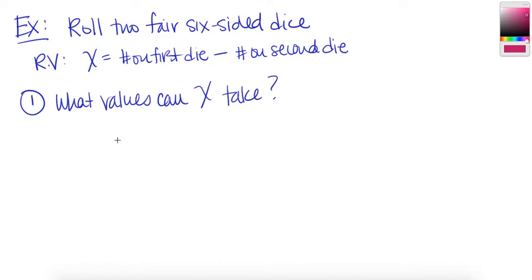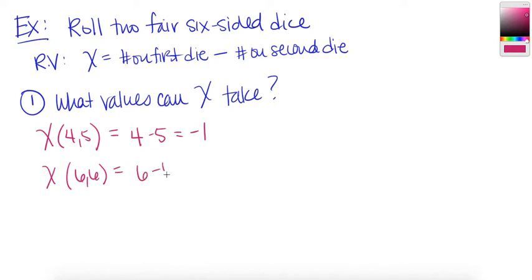And if you don't really know where to start, we can just pick one possible thing we can roll, right? So maybe I roll 4 and 5, and then we can see what the random variable would be for that outcome. Well, it would be first die minus second die, which is -1. Okay, and let's pick another outcome, say 6 and then 6. First die minus second die is 0. Okay, so let's think about what other numbers we can get.